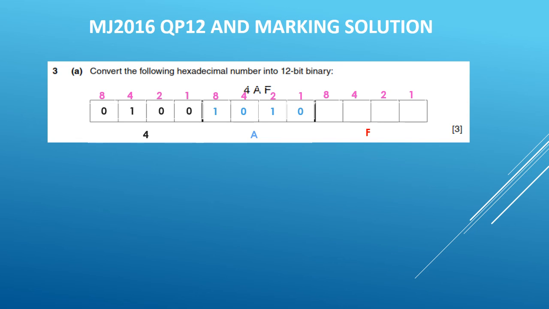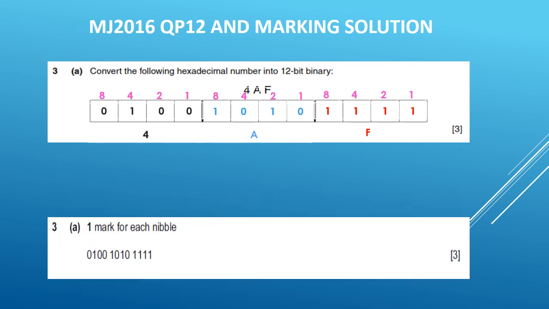Next, to get the value F, we know that hexadecimal F is equivalent to 15. So to get the answer 15, we need to turn on all the binary notations. So 8 plus 4 plus 2 plus 1 makes 15, which is equivalent to F. This is how this question will be solved.